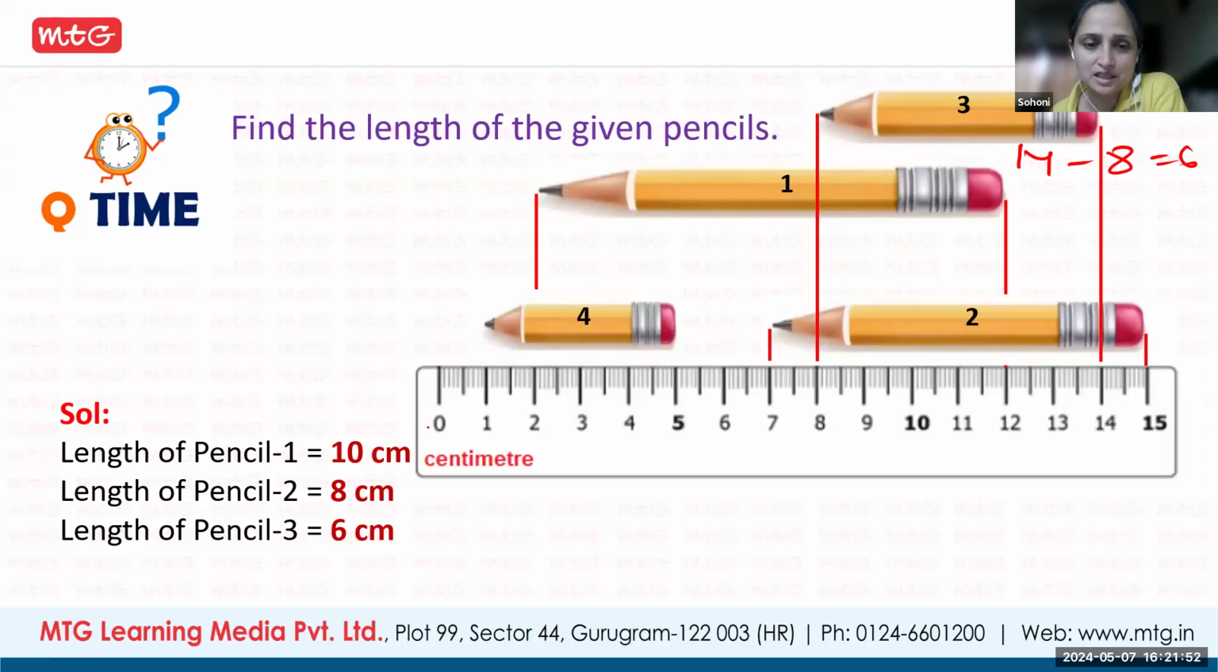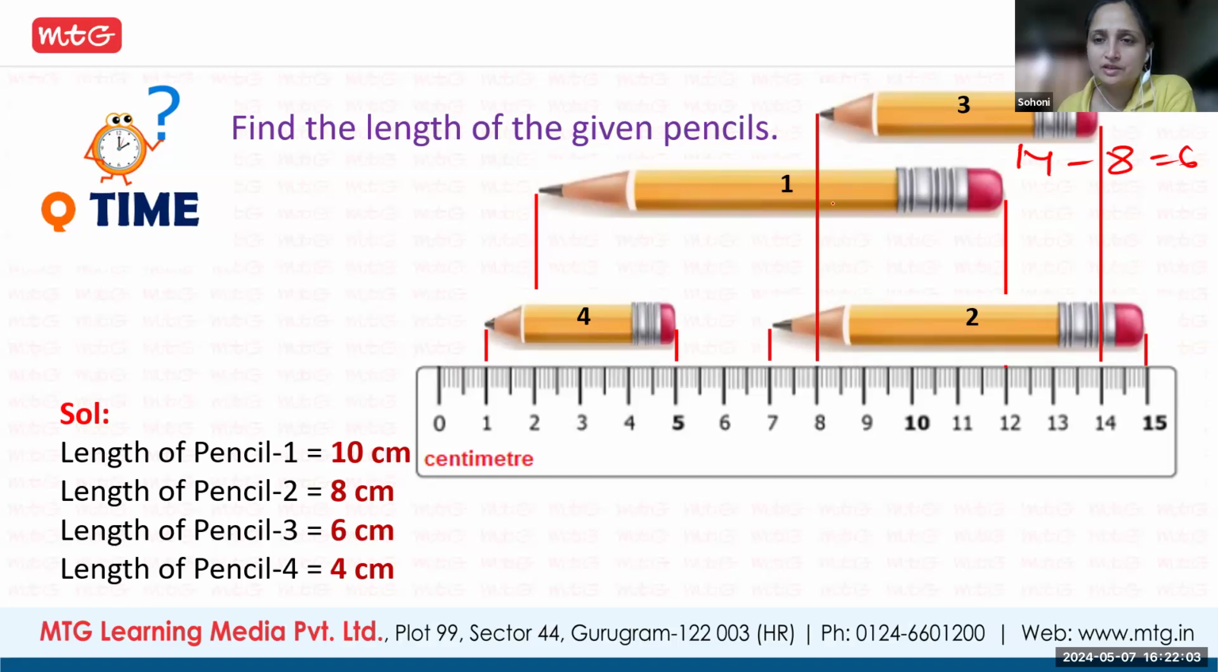So this is very easy. It started from 1 and ended at 5. So 5 minus 1, 4. So in this way, we can measure the length of the objects. Length of the objects means starting point and ending point.